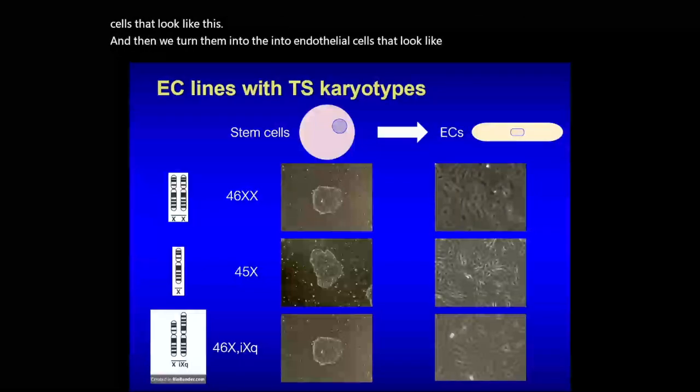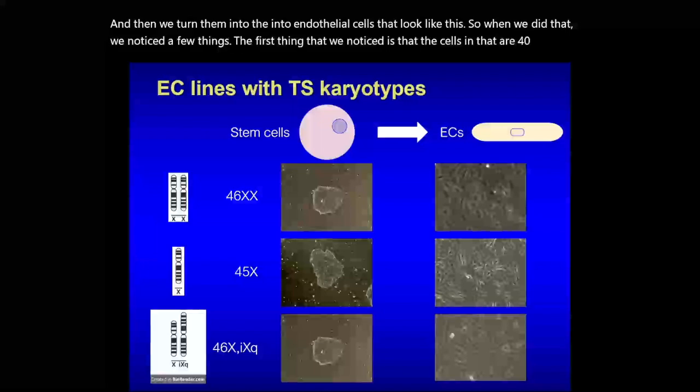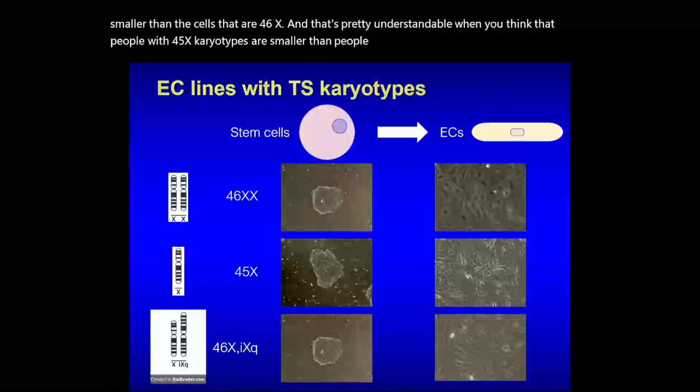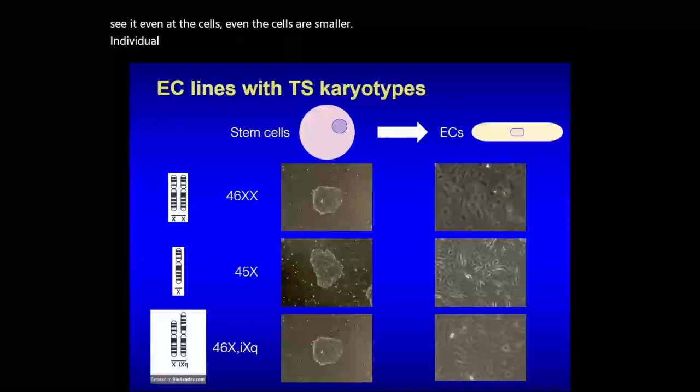So when we did that, we noticed a few things. The first thing that we noticed is that the cells that are 45X are smaller than the cells that are 46XX. And that's pretty understandable when you think that people with 45X karyotypes are smaller than people with 46XX karyotypes. But it's kind of cool to see it even at the cells. Even the cells are smaller, individual cells. They also grow more slowly than 46XX cells.